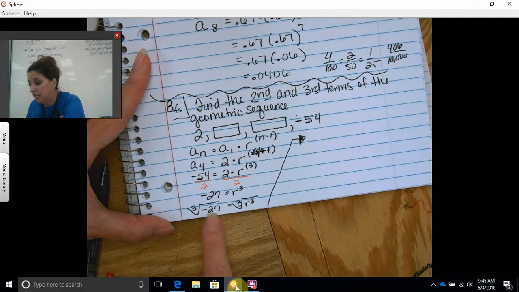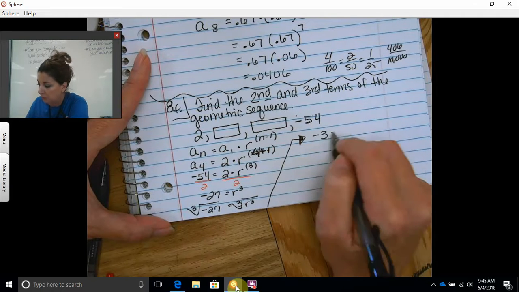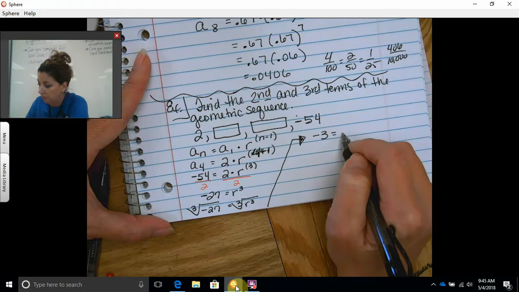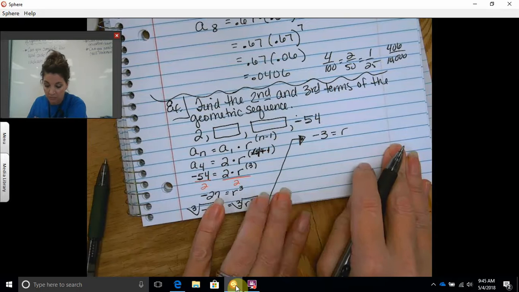So, what's the cubed root of negative 27? Negative 3. And what's the cubed root of r cubed? r. So, our common ratio is negative 3.